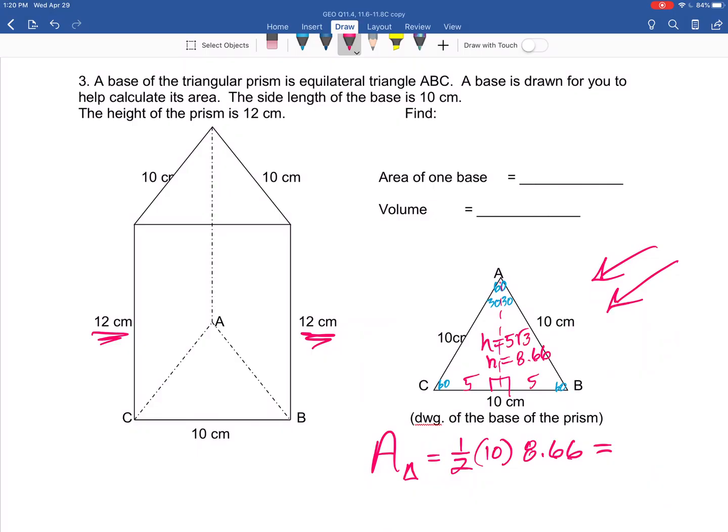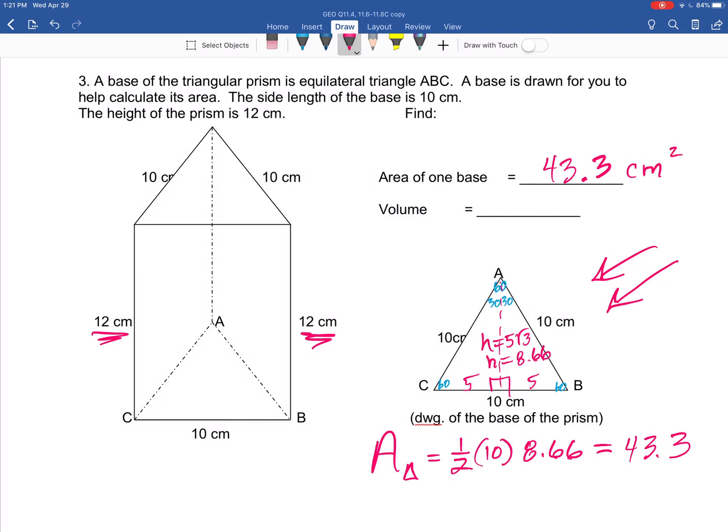Okay. Nice. 43.3. 43.3 what? It's area. Everything was in centimeters. This area better be in centimeters squared.